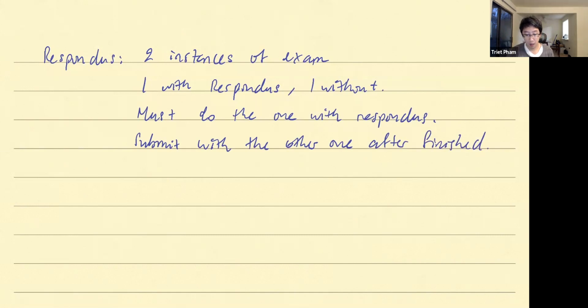So this way, I have monitoring of your test activities, but then you can also submit when you need to. So I won't turn off and turn on that kind of thing. There will be two instances of the test. But it's very important that you do the one with responders. If you don't do that, then I will have to contact you somehow and verify your activity in some other way, which may be more involved. Any question on this?